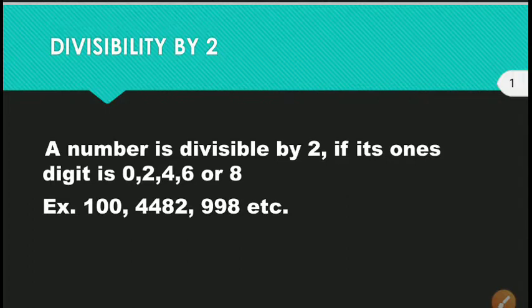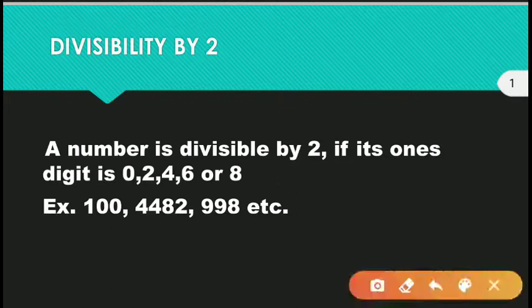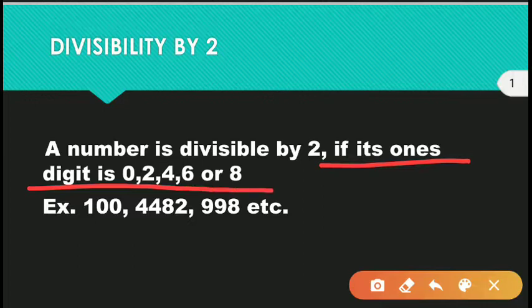But you have to learn the divisibility test. Only five divisibility tests are given in your book and in your syllabus. So the first is divisibility by 2. You have to learn the statement. A number is divisible by 2 if its ones digit is 0, 2, 4, 6 or 8. If any number's ones digit is either 0, 2, 4, 6 or 8, then the whole number will be completely divisible by 2.